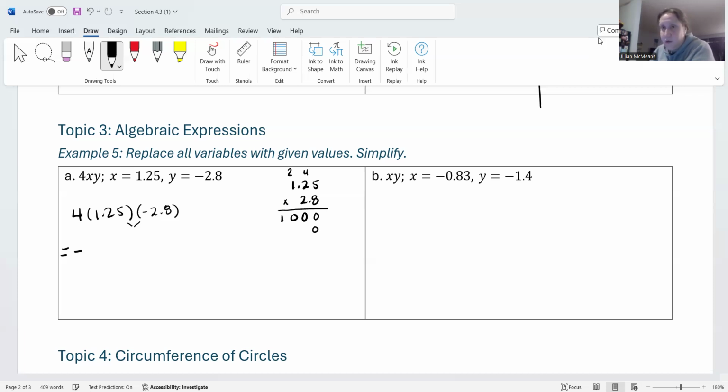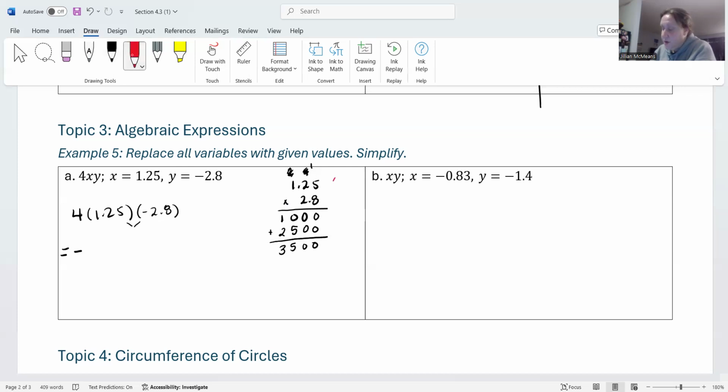So I'm going to put my 0 for the 10 and then multiply everything by 2. So 2 times 5 is 10. So keep a 0, carry a 1. 2 times 2 is 4, plus 1 is 5. And then 2 times 1 is 2. I want to add my partial products. So I get 3500.